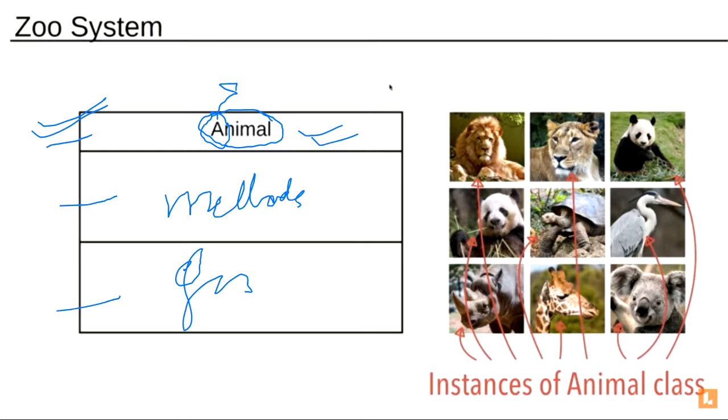So what is a class? A class is nothing but a collection of similar objects. For example, if this is an animal class, then what can be its objects? Tiger, lion, giraffe, panda. All these can be the objects or the instances of the animal class, because they have certain properties which are related to each other.